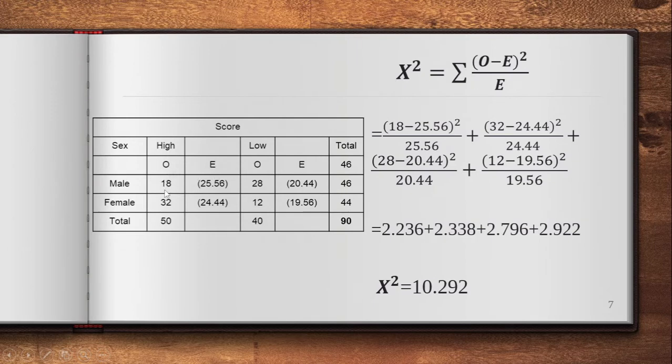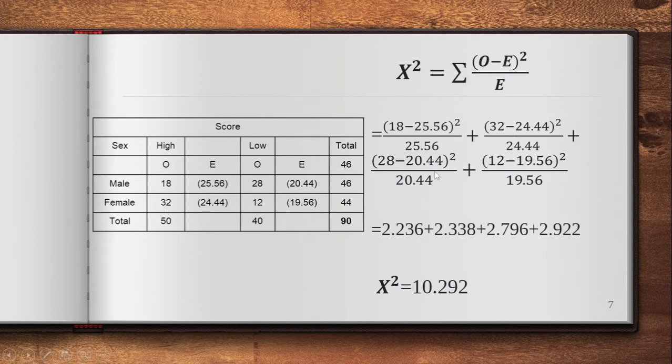Magsisimula po tayo dito sa male. Next, we have female. And then, to be followed the low and the 12, the last. So, we have 18. The O is 18. So, i-substitute po natin siya. O is equal to 18 and the E is 25.56. So, 18, ito po siya, 18 minus 25.56 squared all over 25.56 because E all over E plus 32.